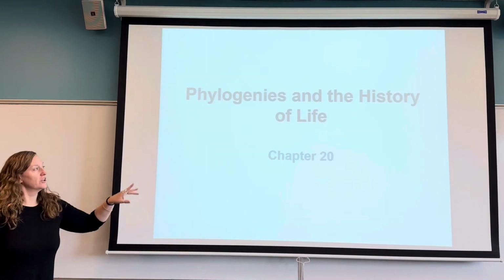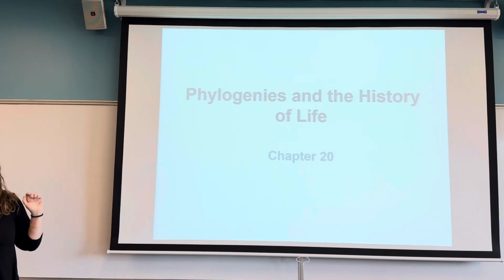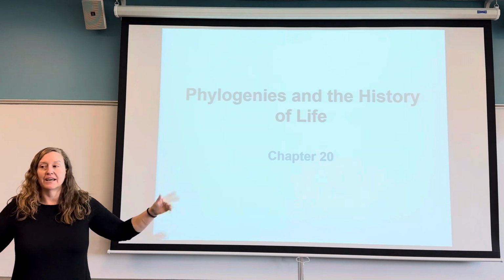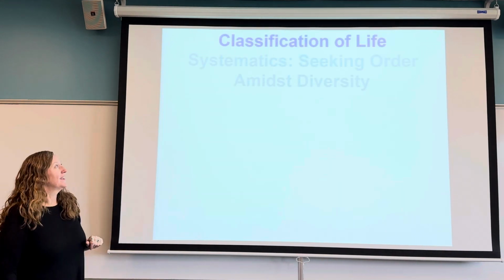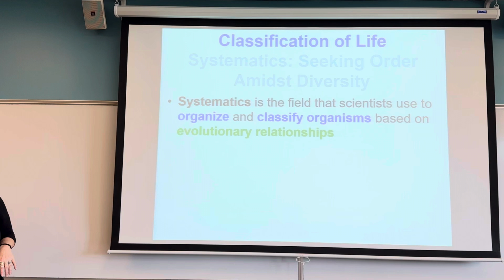We start out with looking at phylogeny, which we're going to define in a second, and the history of life and how we got from very simple single-celled prokaryotic organisms to everything we know today. So we're going to look at systematics, phylogeny, classification, and order in living things.